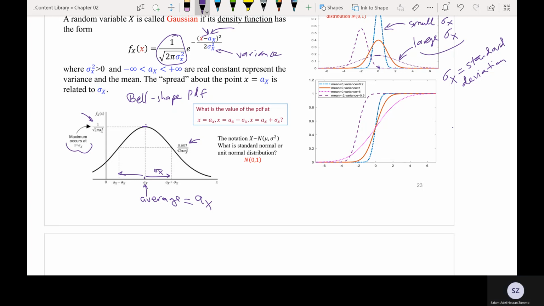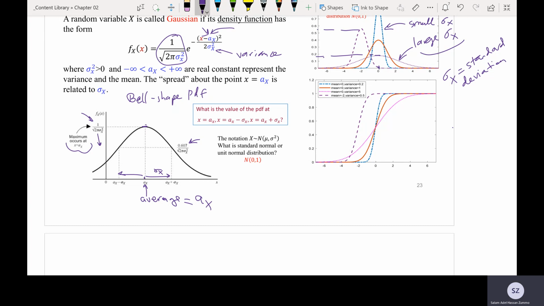Okay? So now you can see that if you have a large variance, this amplitude will go down, right? Large variance, and the area should be equal to 1. So if you have a large variance, then this will be a smaller amplitude. And when you have a small variance, then the amplitude becomes larger, as you can see.